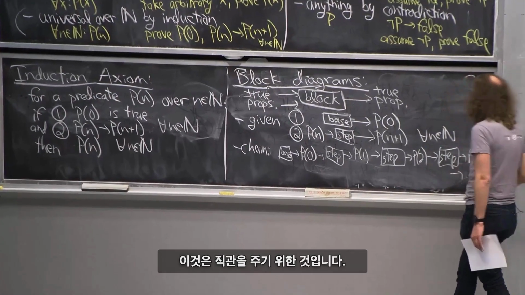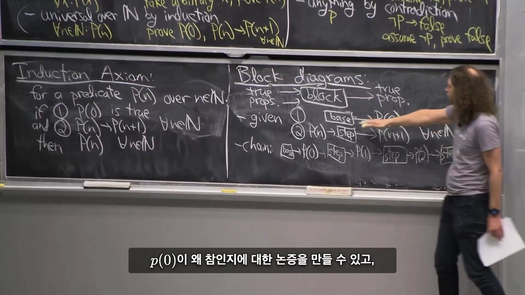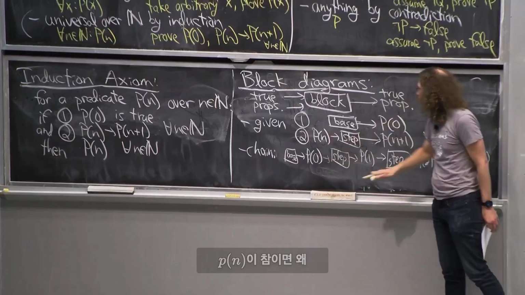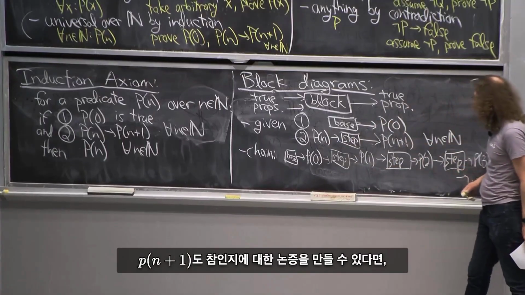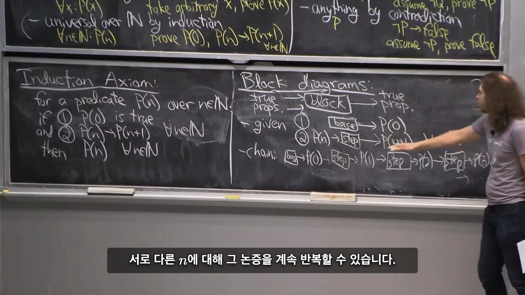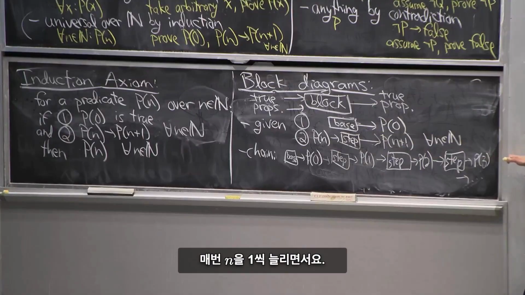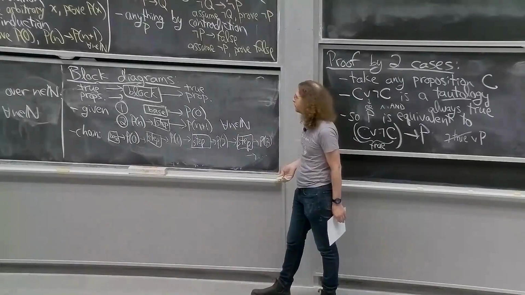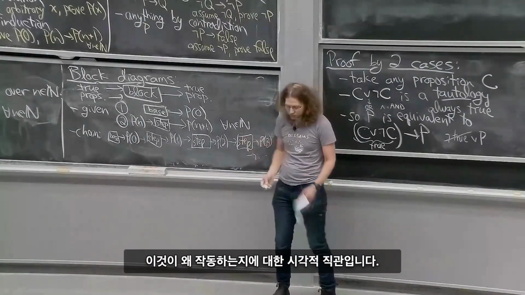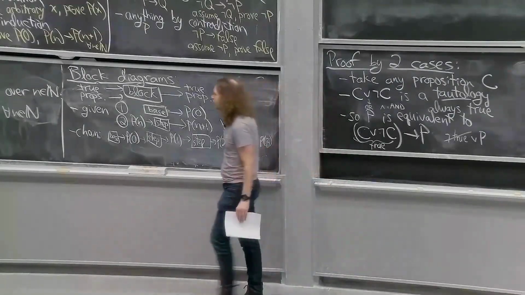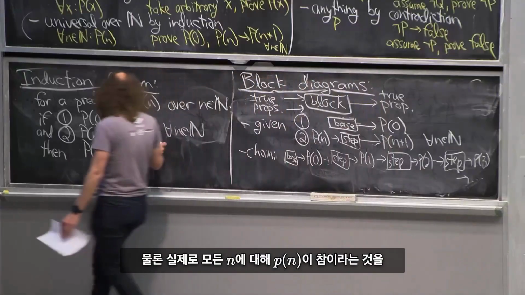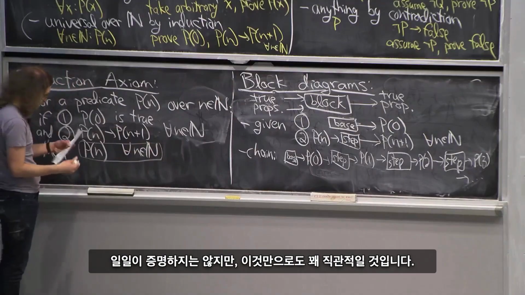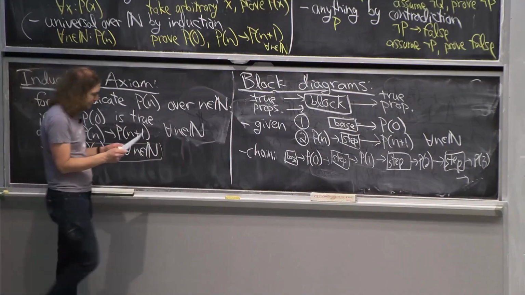Okay, so this just gives you some intuition. If I can build an argument for why P of 0 is true, and I can build an argument for why if P of n is true, then P of n plus 1 is also true, then I can just repeat that argument over and over with different n, increasing n by 1 each time, and I can use that to prove that all the P of n's are true. Okay, this is a visual intuition for why this works. Of course, we're not going to actually prove P of n is true for all n, but it should be pretty intuitive from that.